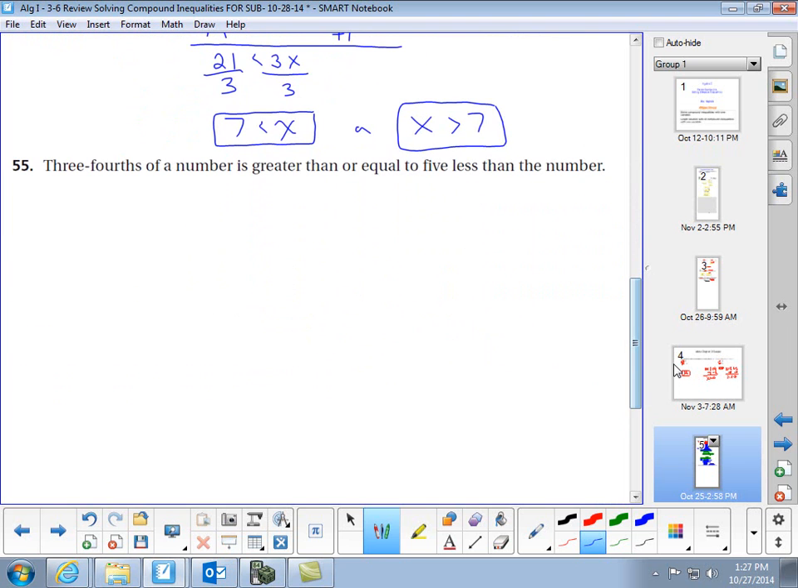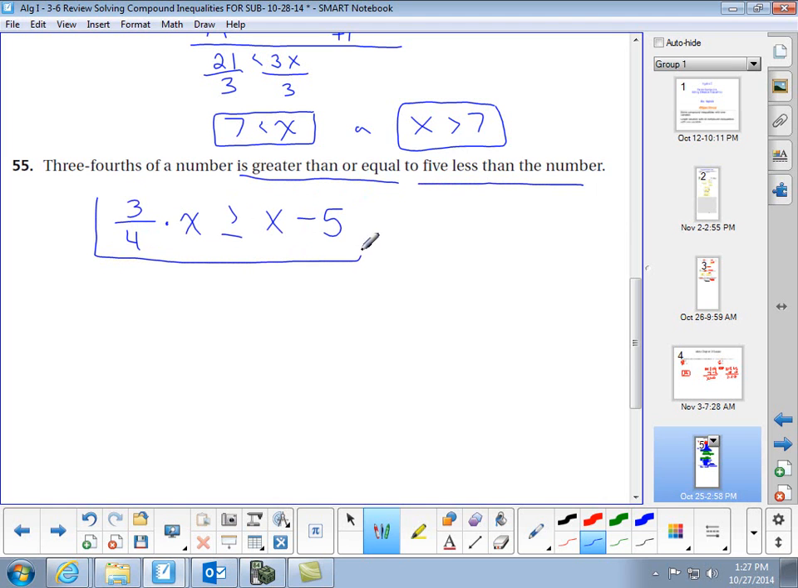Okay, last one. 3/4 of a number, of means to multiply, is greater than or equal to 5 less than the number, x minus 5.